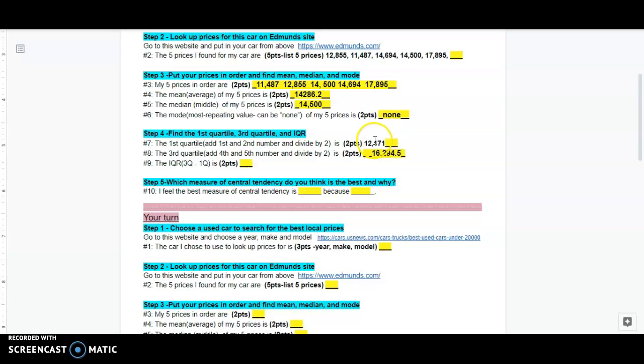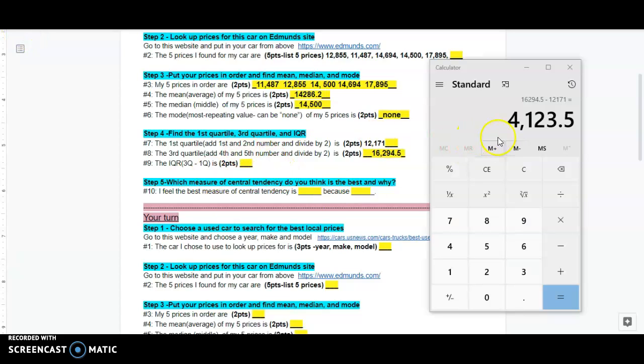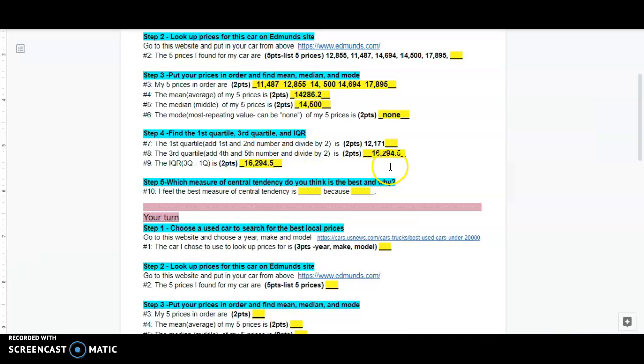So that's my lower quartile, that's my higher quartile, and my IQR is subtracting the highest quartile, which is the third quartile, minus the low quartile, which is the first quartile. So I'm going to stop it again. So now you can see that I took the 16,294 and subtracted the 12,171, and I got this number. And again, I'm just going to grab it like that and put it down there. There we go. So I'm pretty much done now.